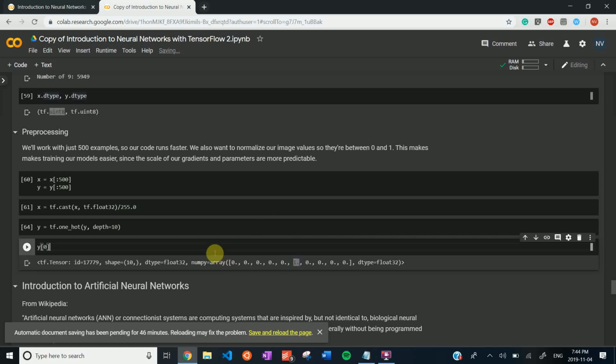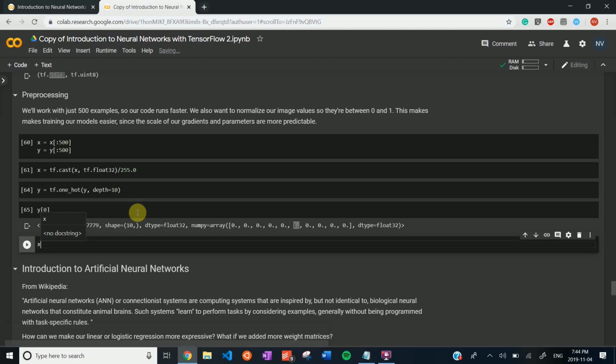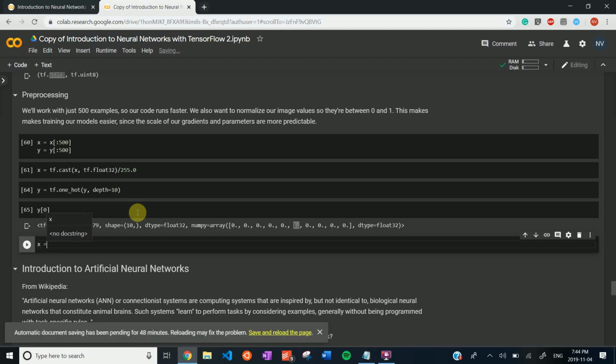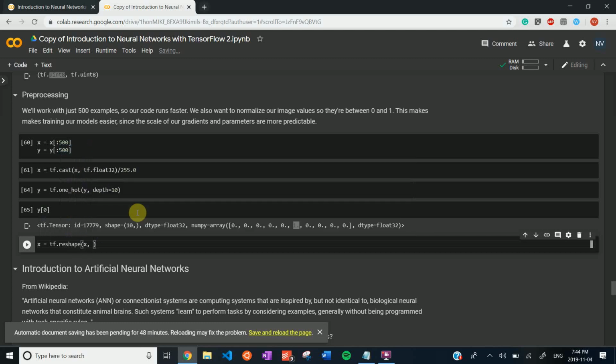But does anyone understand what the one-hot function does? Awesome. Last thing, we know that x here is a 28 by 28 image. In all of our examples before, we were working with vectors. And so what we're going to do is flatten x into a long vector. We do that using a reshape function. So we're reshaping x to the following dimensions.